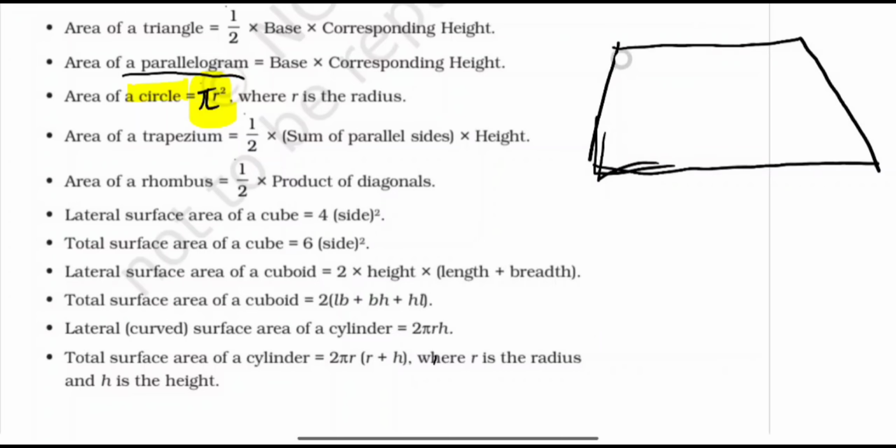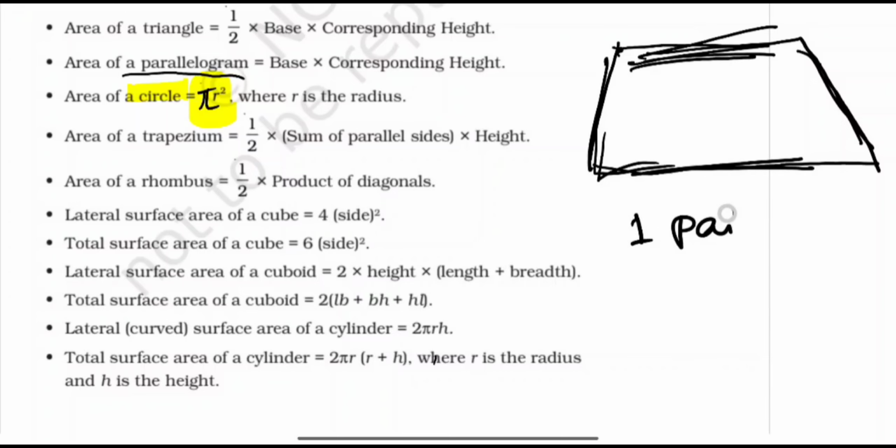In this figure, as we can see, this side is parallel to this side, and this side is not parallel to this side. Clear? So only one pair of opposite sides are parallel.